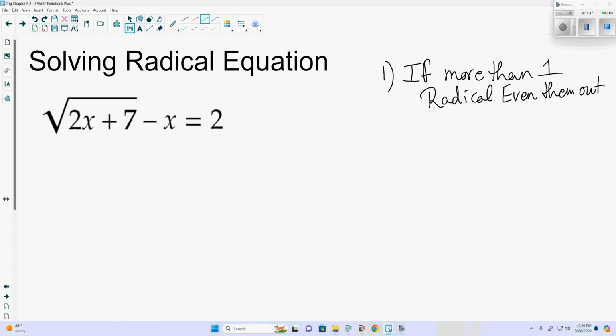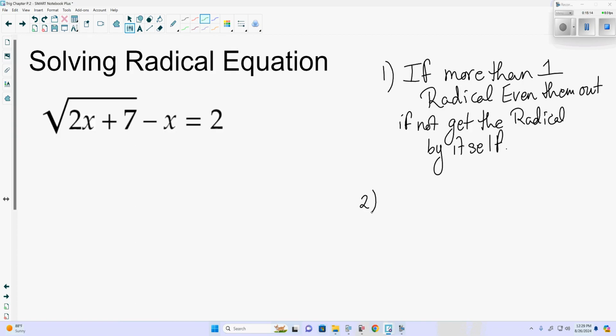If more than one radical, even them out. If not, get the radical by itself. And then step 2, put both sides to the nth power.